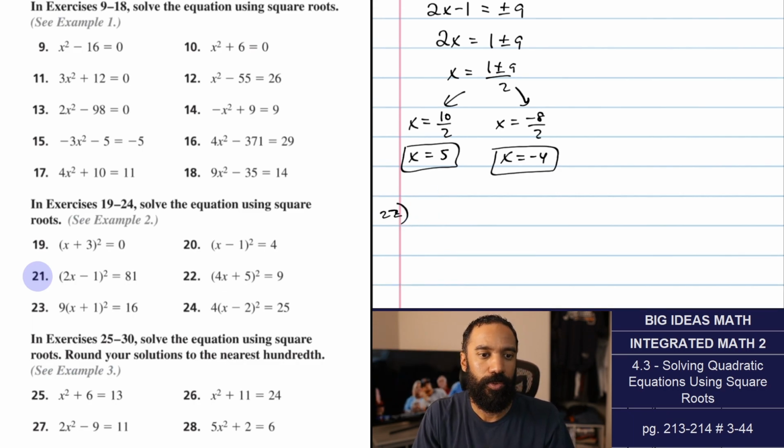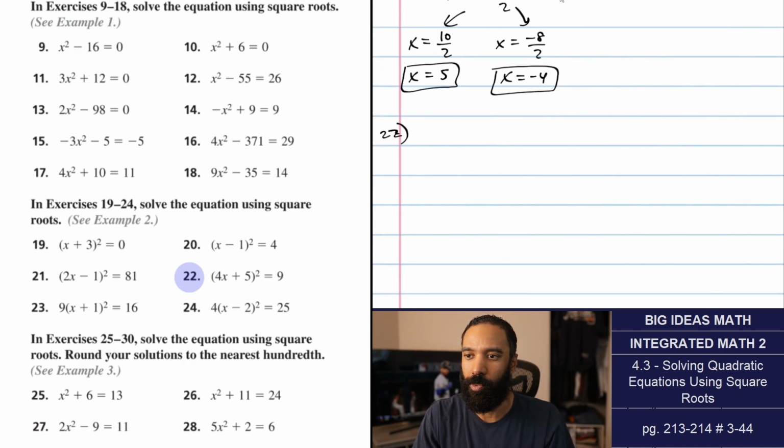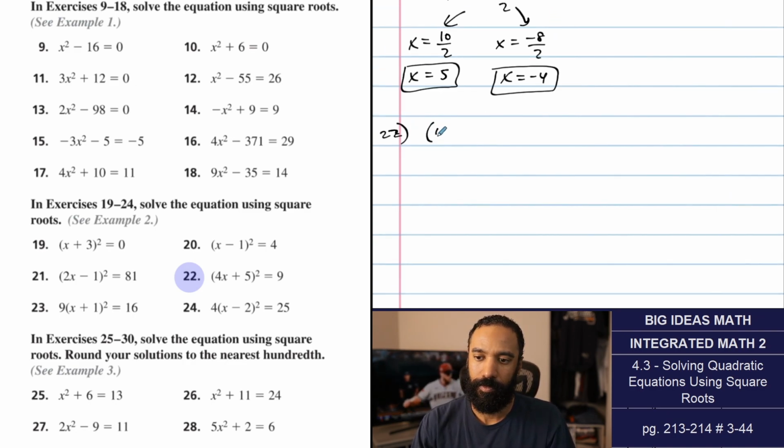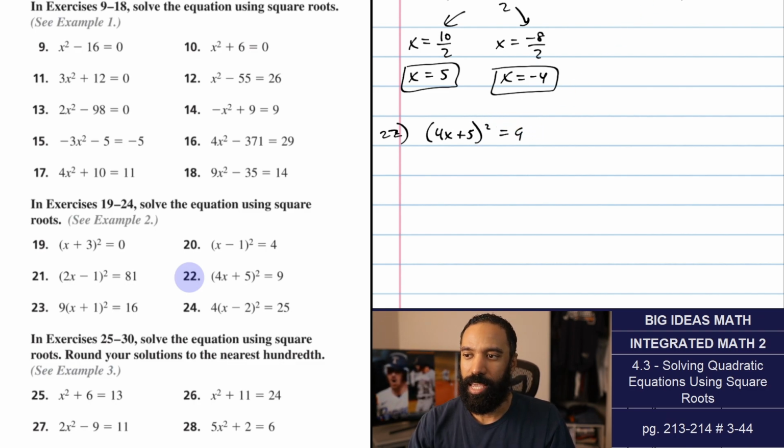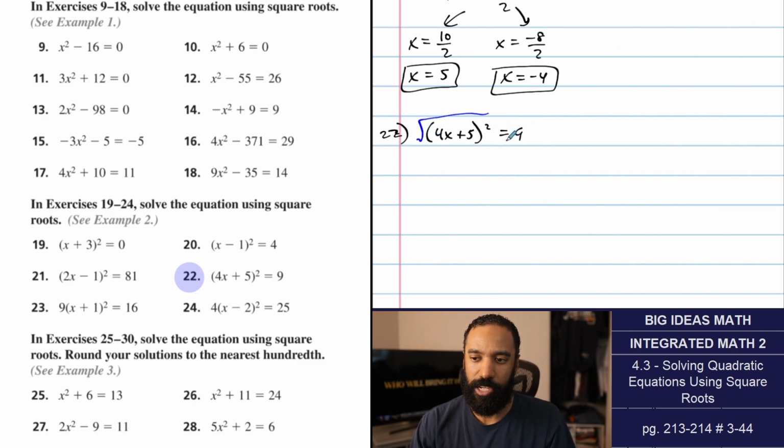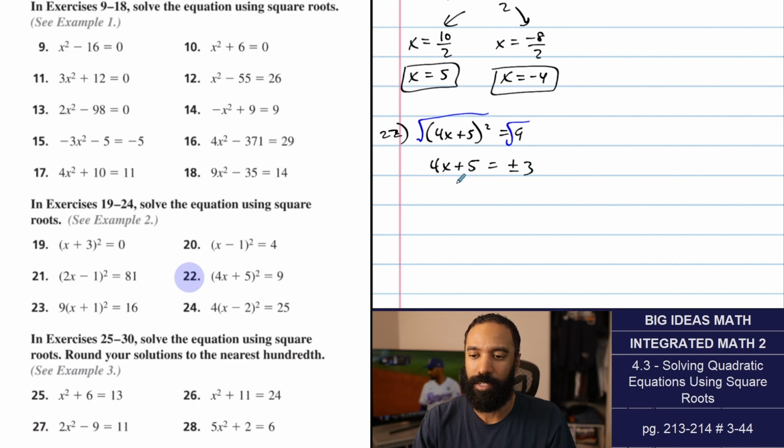Number 22, same kind of problem. 4x plus 5 quantity squared equals 9. Let's take the square root of both sides from this stage here. We do get 4x plus 5 on the left, plus or minus 3 on the right, square root of 9. Let's subtract 5 from both sides, negative 5 plus 3, negative 5 minus 3, and divide both sides by 4 from there.